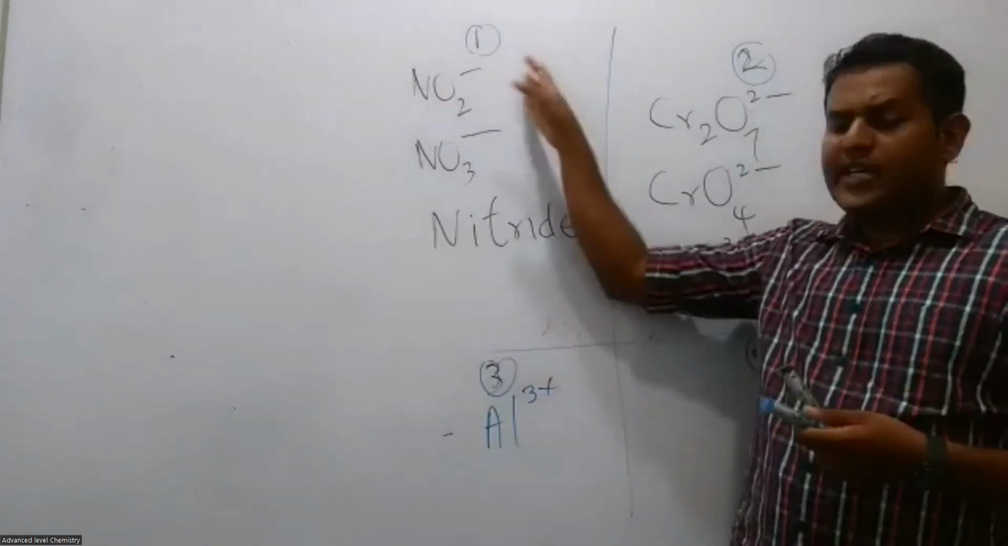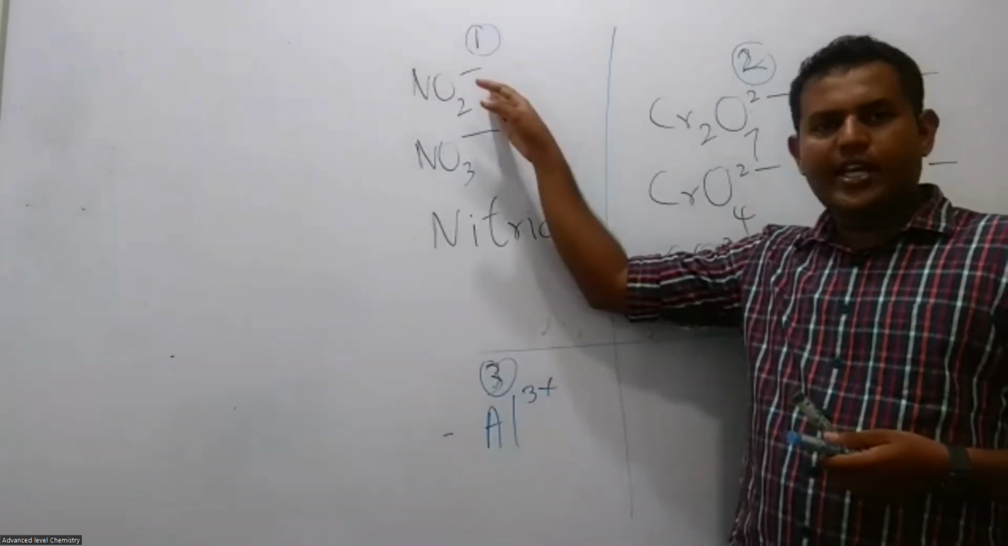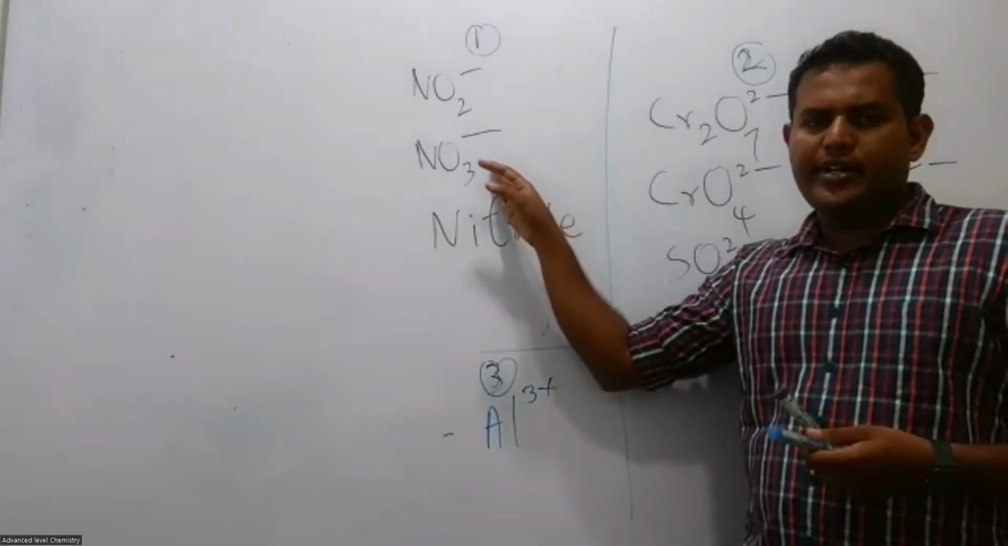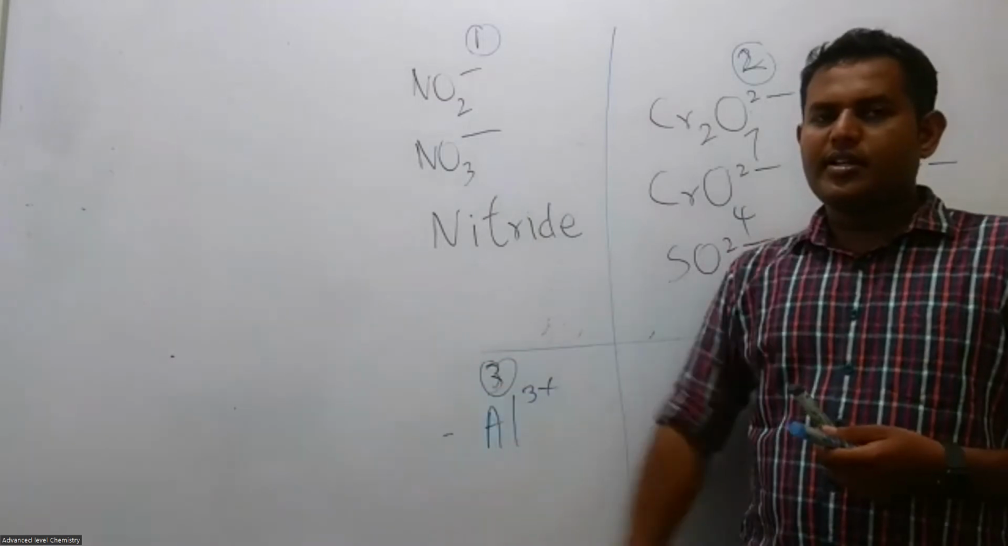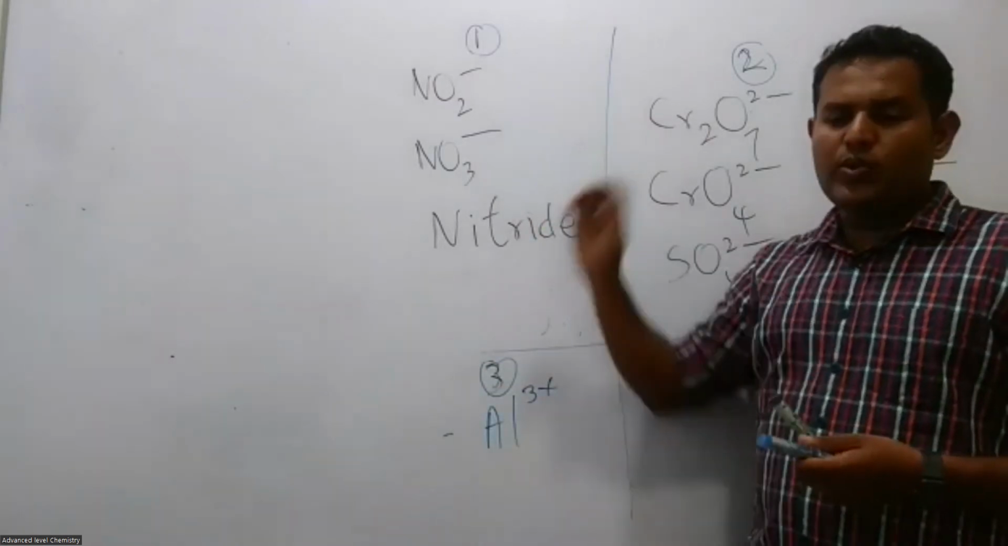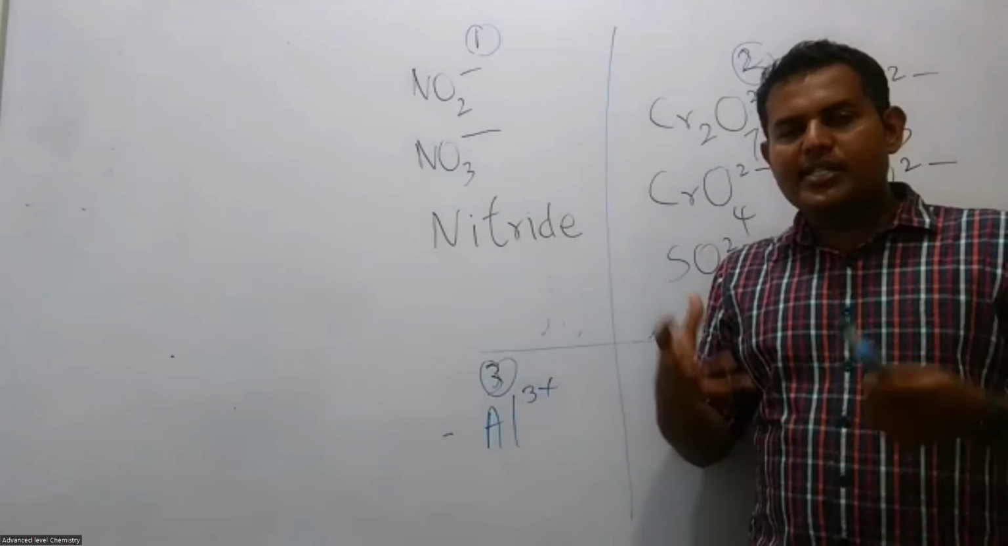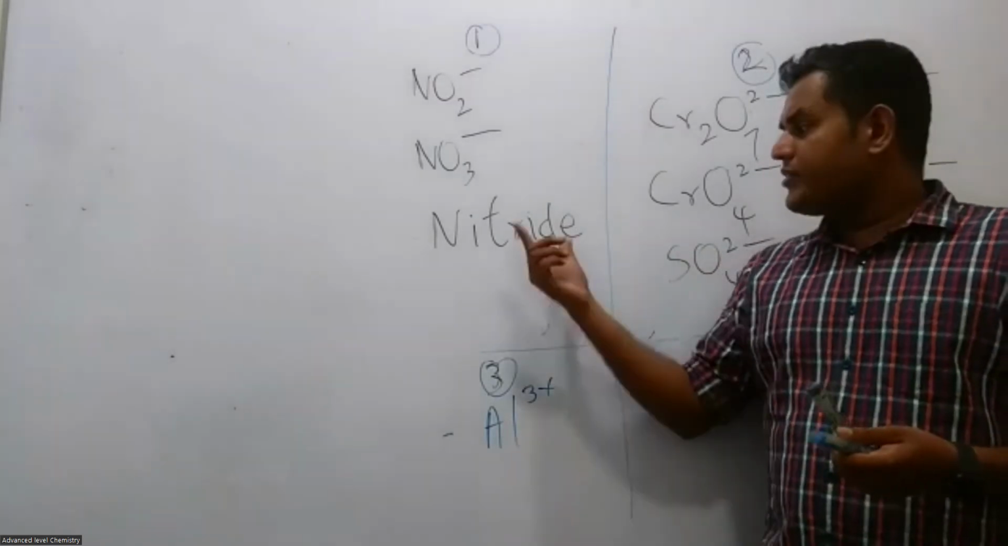I mean, in these two I already said NO2 minus is nitrite and NO3 minus is nitrate. That's not changed. I'm not asking about these two. I'm asking which one is the anion for nitride.